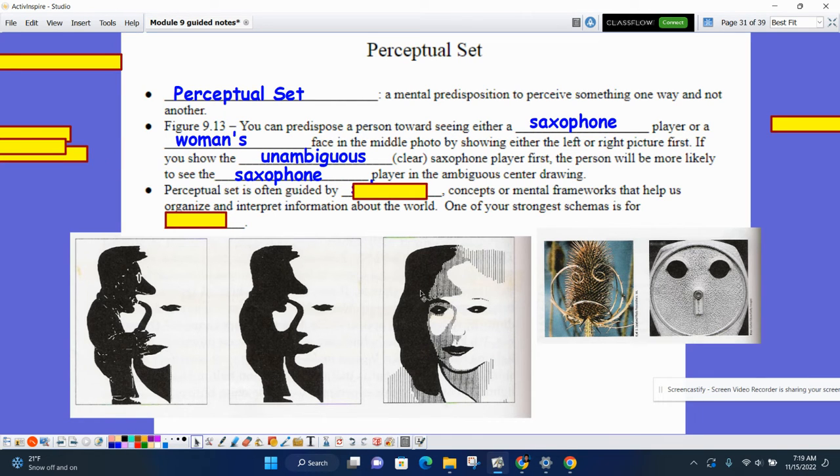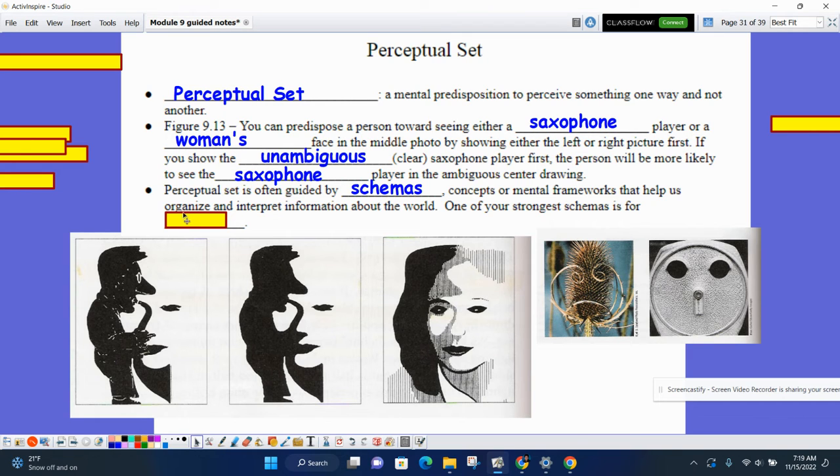And it might be because maybe you have a desire to look at an instrument or maybe a desire to look at a person's face. We do develop what we call perceptual sets guided by schemas. Schemas are like ways that we organize material in our mind.